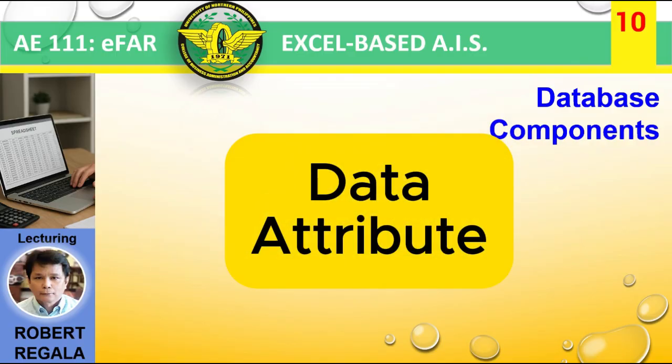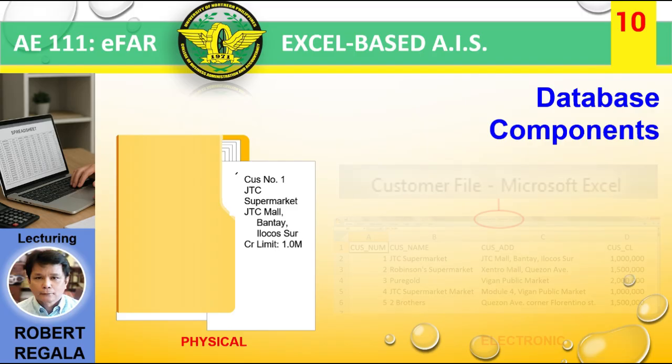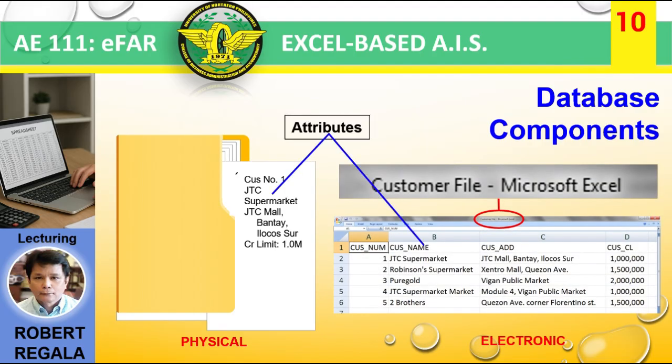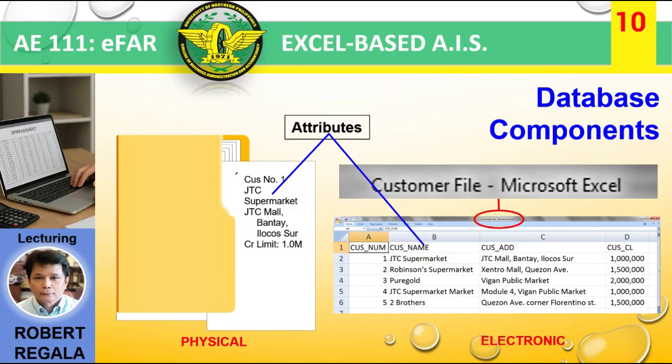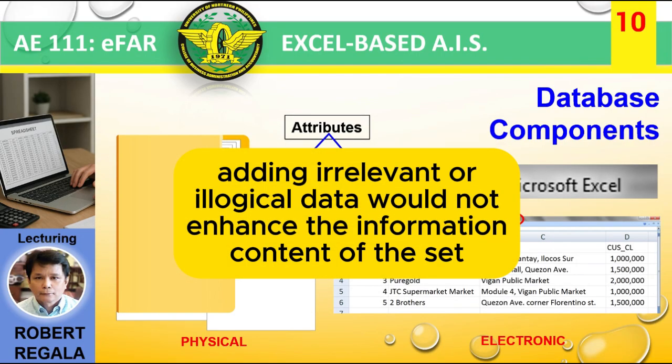Data attribute. The data attribute is the most elemental piece of potentially useful data in the database. An attribute is a logical and relevant characteristic of an entity about which the firm captures data. The attributes shown on the slide are logical because they all relate sensibly to a common entity: customer information. The attributes in both physical and electronic data are customer number, name, address, and credit limit. Each attribute is also relevant because it contributes to the information content of the entire set. As proof of this, the absence of any single relevant attribute diminishes or destroys the information content of the set. The addition of irrelevant or illogical data would not enhance the information content of the set.